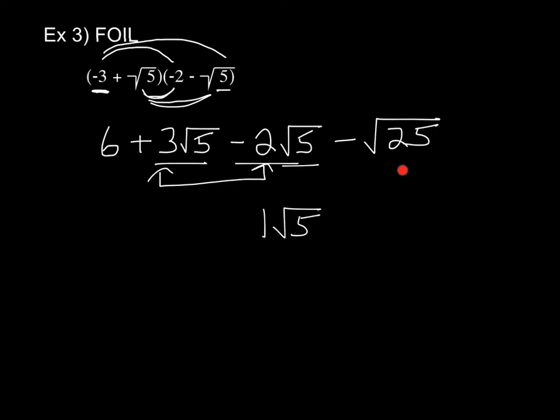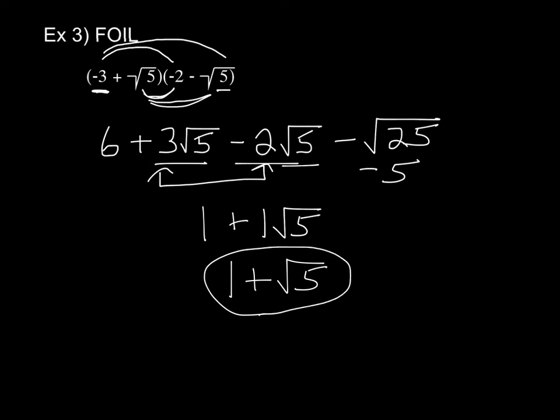The other thing I notice is that I have a perfect square here, and the square root of 25 is 5. So this little term right here becomes minus 5, which now all of a sudden could be put together with this 6 in the front. And 6 minus 5 is 1. So I end up with 1 plus 1 radical 5, or 1 plus radical 5. Again, you cannot add those two together because they are unlike terms.